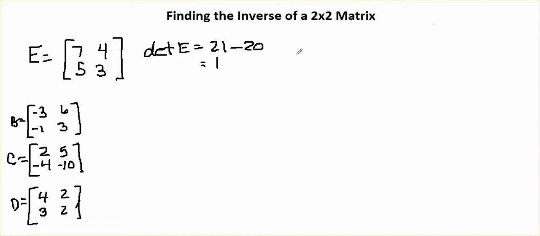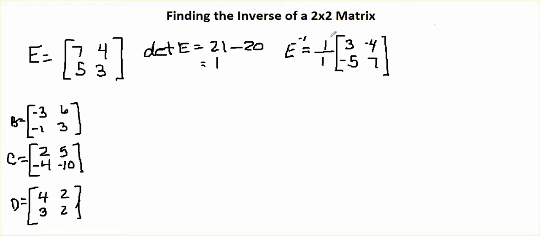So now let's find the inverse of matrix E. It is 1 over the determinant, which is 1, multiplied by the matrix. We switch the positions of the 7 and 3, so now we'll have a 3 here and a 7 here, and we change the sign of these two numbers. So instead of a positive 4, it'll be a negative 4. Instead of a positive 5, it's going to be a negative 5.